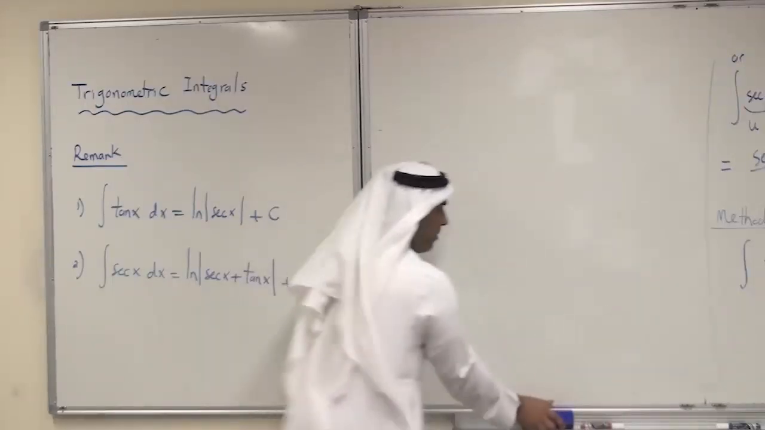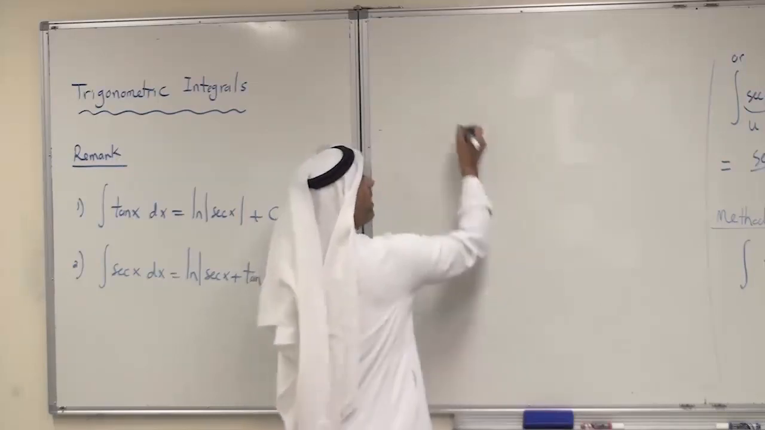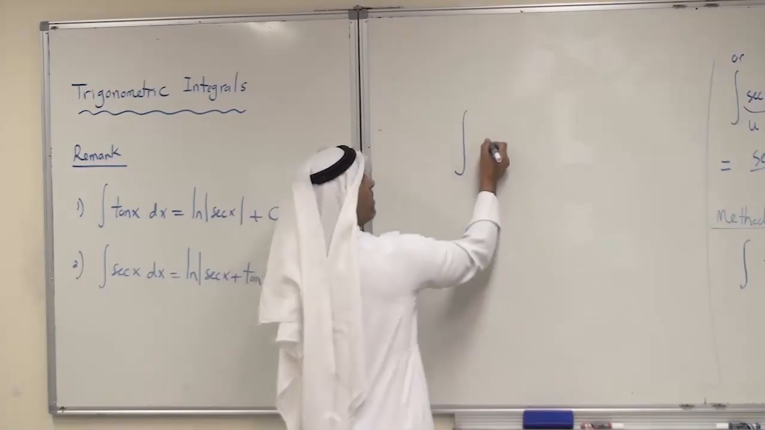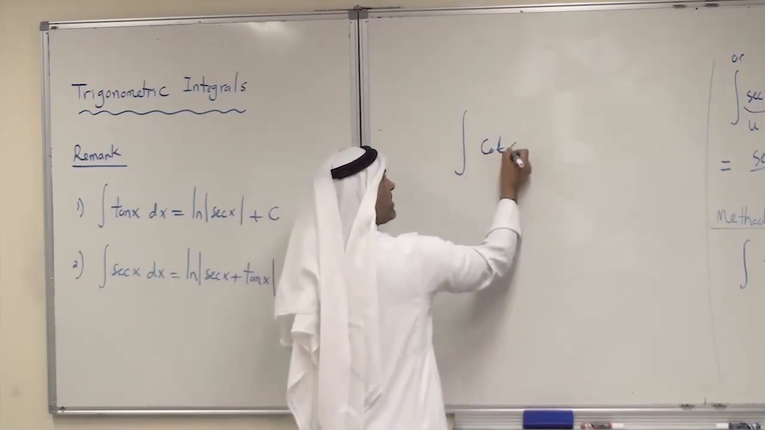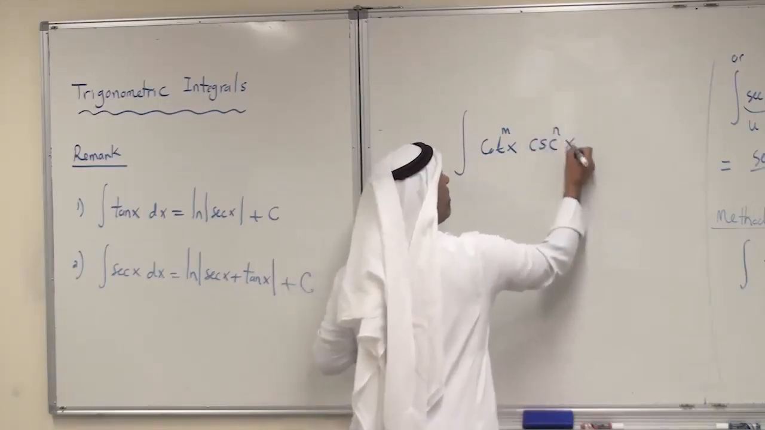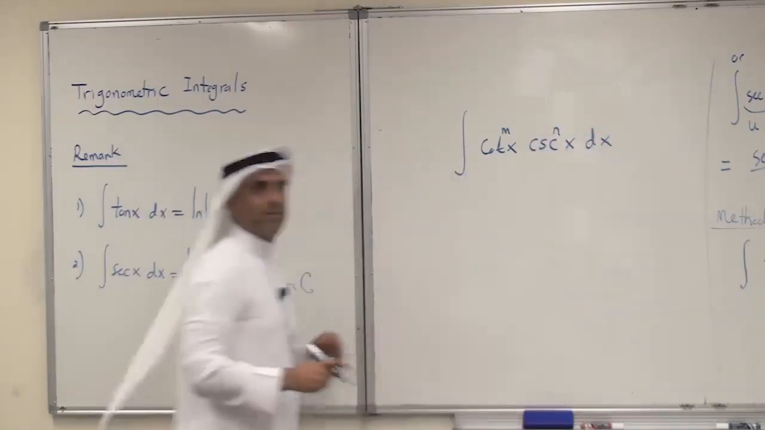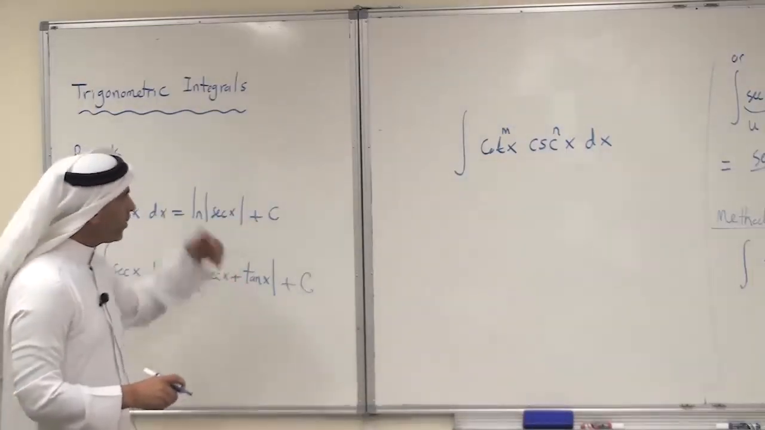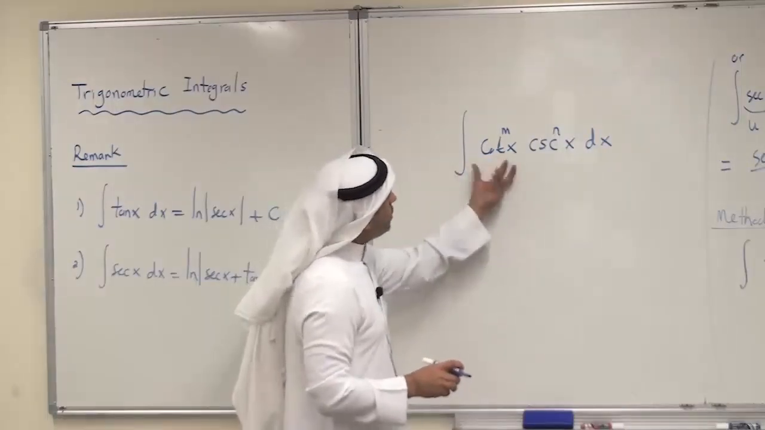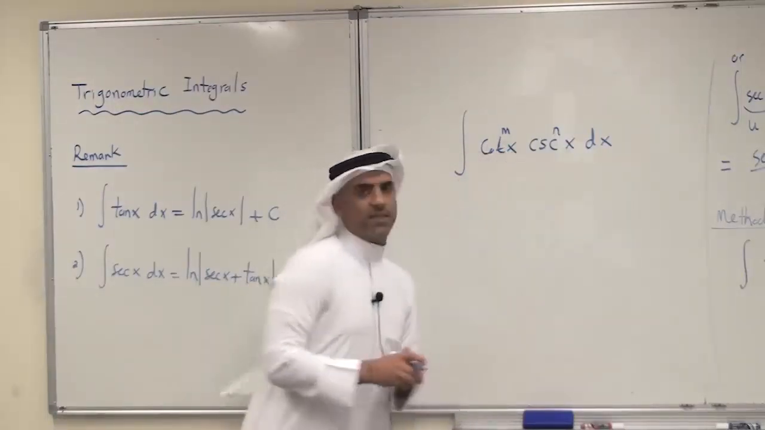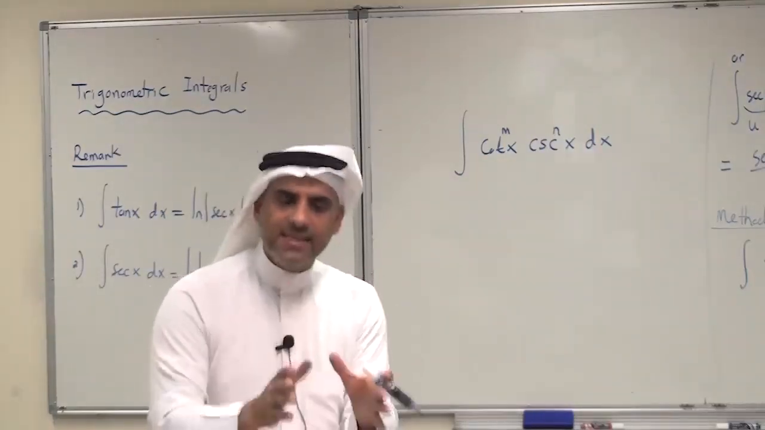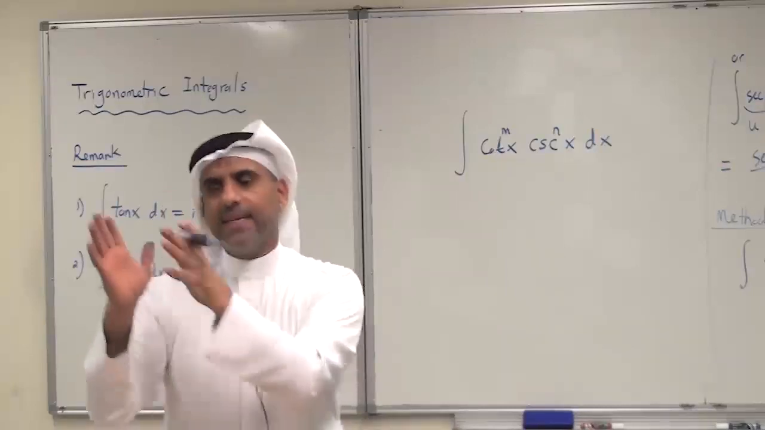Now, what happens if we have a question like this? A combination of cotangent of x to the power m, cosecant of x to the power n, dx. And let us take a specific exercise before we go to the last exercise. Just bring your attention here. What should we do if we have cotangent and cosecant? The answer, do exactly the same as the cases for secant and tangent.